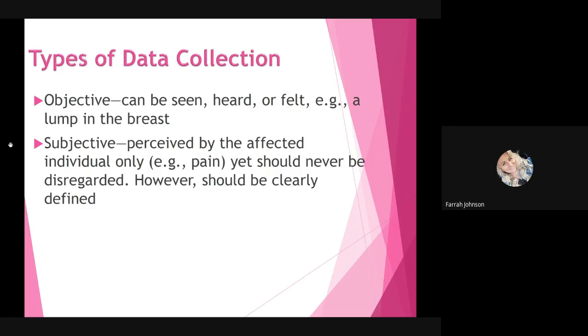So, types of data collection. First, you have objective versus subjective. Objective data collection is going to be what can be seen, heard, or felt. For example, a lump in the breast. You can physically feel it, you can see it.